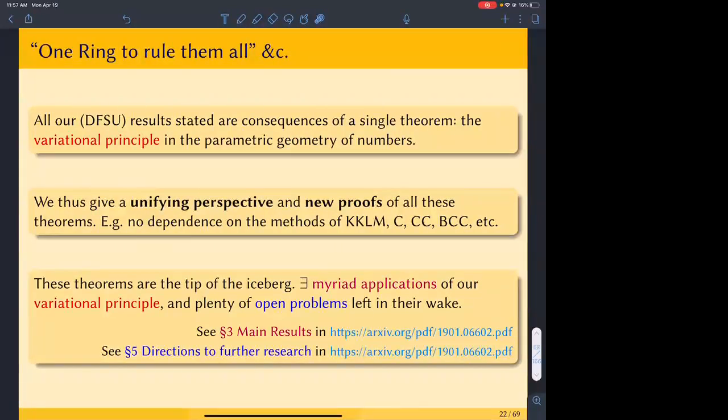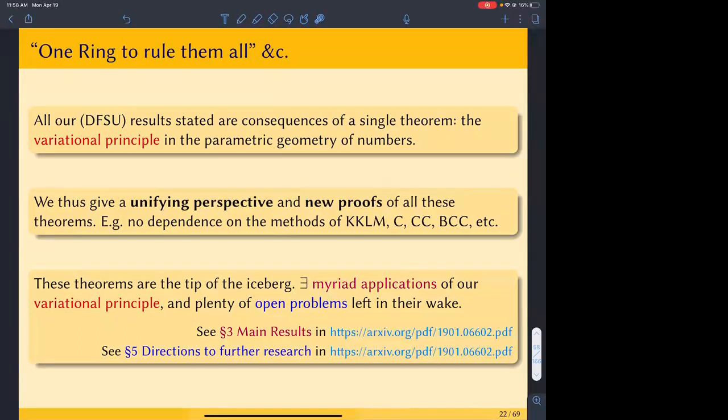I also want to point out, especially for younger members of the audience who are looking for problems, that these theorems are just the tip of the iceberg. We spent most of our efforts trying to just prove this variational principle. We put together some applications, but it's really very, very open.